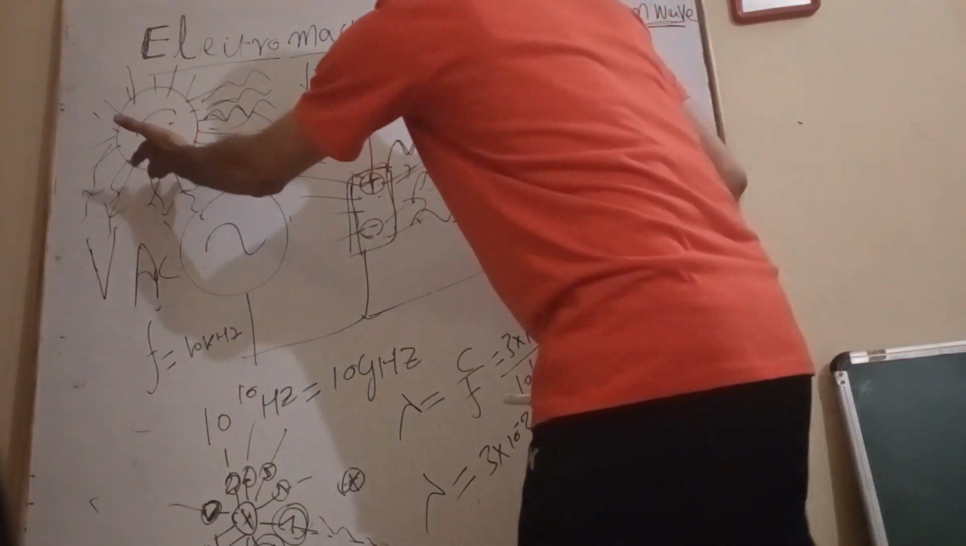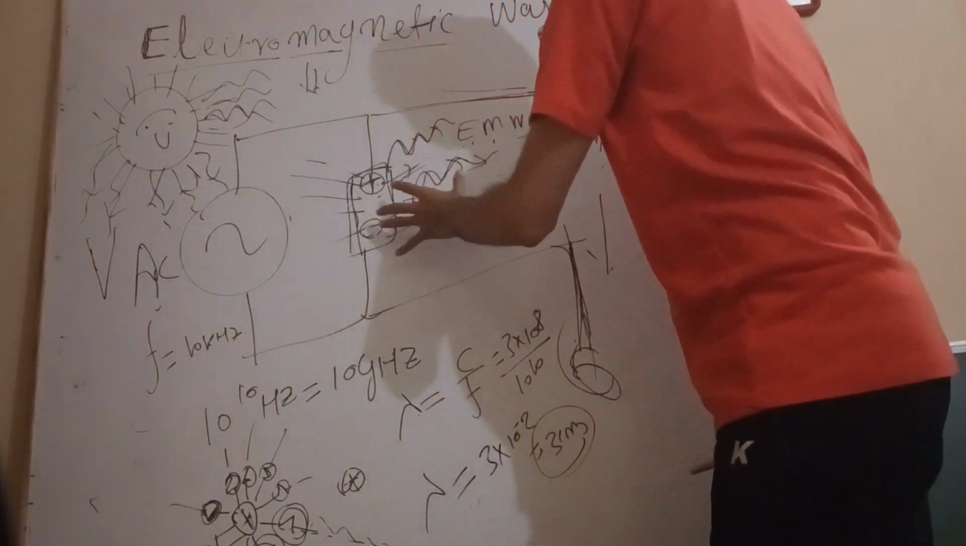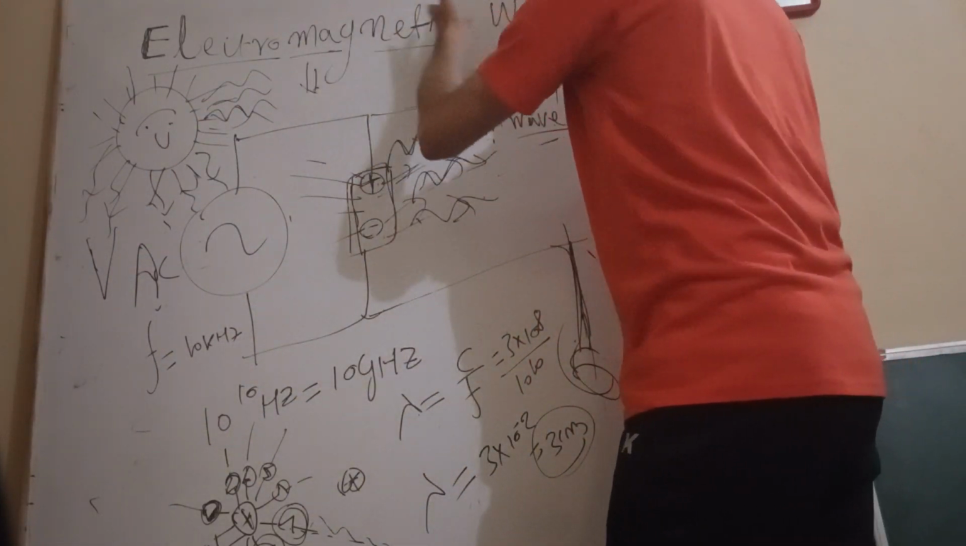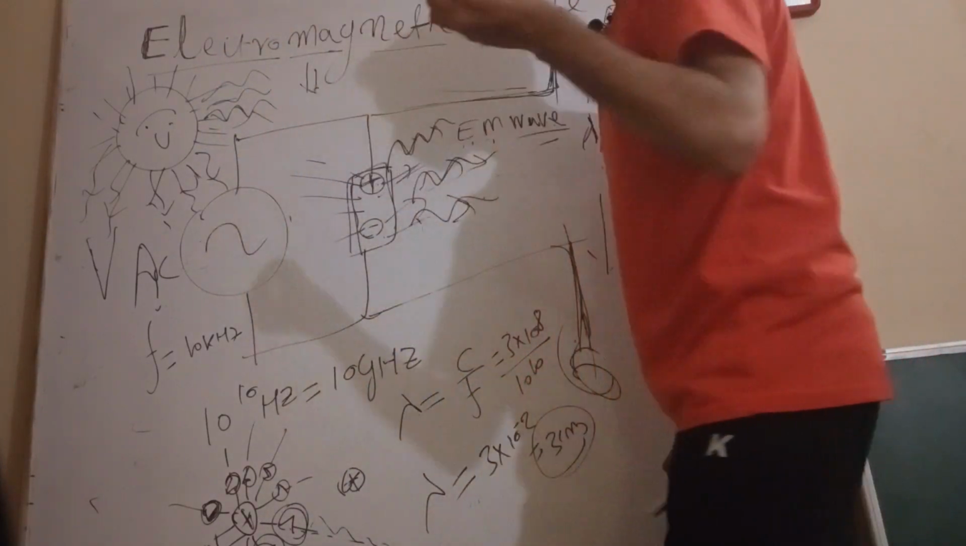Okay, so this is actually the light. So this is what? Sunlight. Yes, sunlight. Okay, so from here you are able to understand how the light is an electromagnetic wave. In this way, the light is an electromagnetic wave.